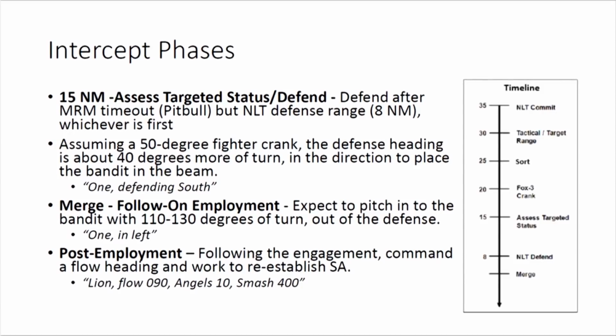And that phase is really just, the goal is to regain your situational awareness, right? Get yourself on a flow heading back to friendly airspace, whether it be back to a neighboring CAP station, back to your original CAP station, but just to establish that flow back towards friendly airspace and regain your situational awareness. And make a call at that point, such as "Lion flow 090 Angels 10 Smash 400," so that your wingman can also establish flow out of the area and find you.